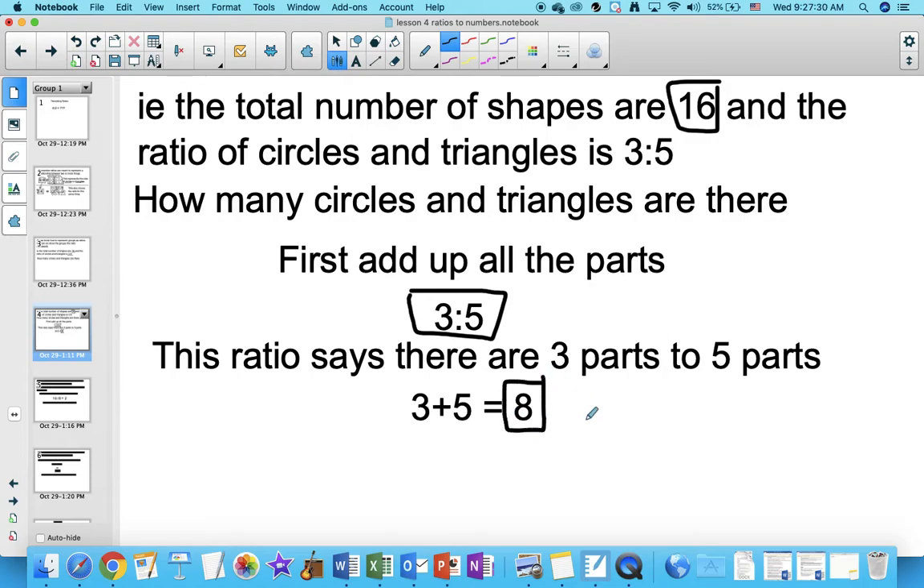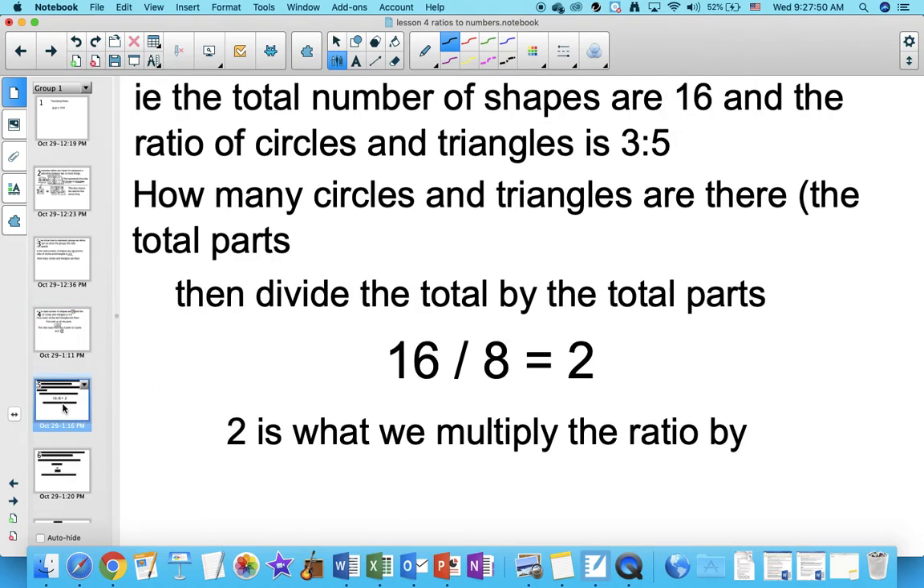Well, that doesn't mean anything yet, right? All that's telling me is that it's 8. Well, it's saying that there are 8 parts in total. Well, if there's 8 parts and 3 of them belong to circles and 5 of them belong to triangles, then we can divvy up the parts accordingly by doing this.